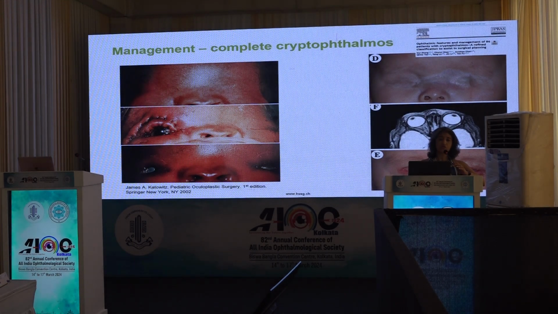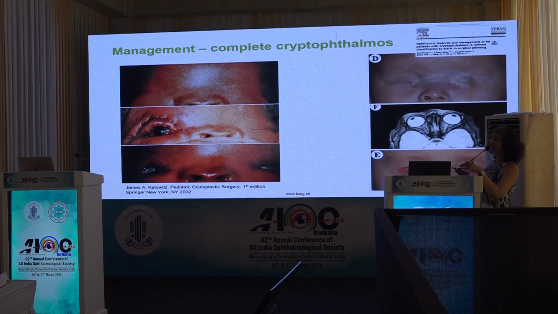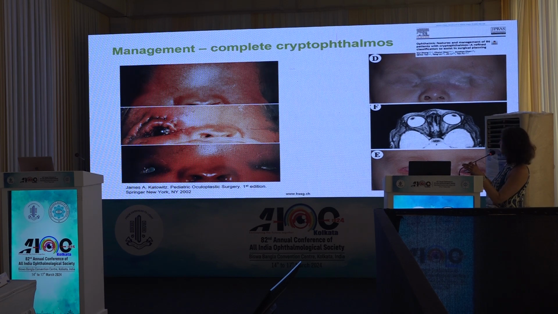So these are two examples of complete cryptophthalmos. This is one from the Pediatric Oculoplastic Surgery book. This is one from this paper, where you can see that there is a smooth surface of skin overlying the eye, completely from the forehead going to the cheeks. And in this case, they did a complete reconstruction of the anterior segment as well as of the lids, which unfortunately didn't give the patient any benefit. This was done after ERG, of course, and VEP, thinking that there is visual potential.